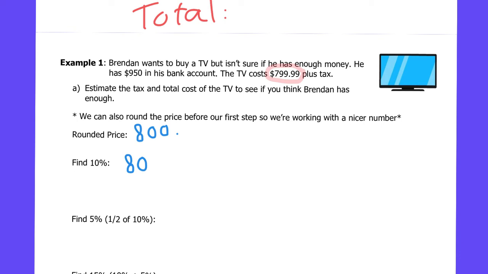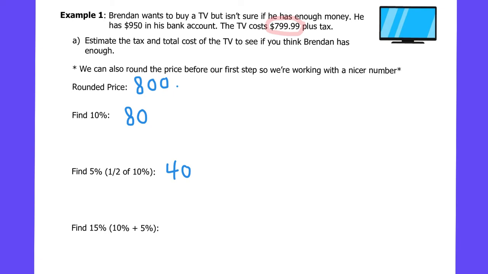And now finding 5% for our next step here, so this was our step 2, if we're following the example that we did on the last page, was to find 5%, we're just taking half of what we got in the step above. So what's half of 80? Well, that's 40. And now to find 15%, we've already done all the hard work of finding 10% and 5%. And we know if we add those two together, that gives us the 15%, which means we just need to add together our results of 80 and 40. So when we do that, we get 120. So this is our tax.